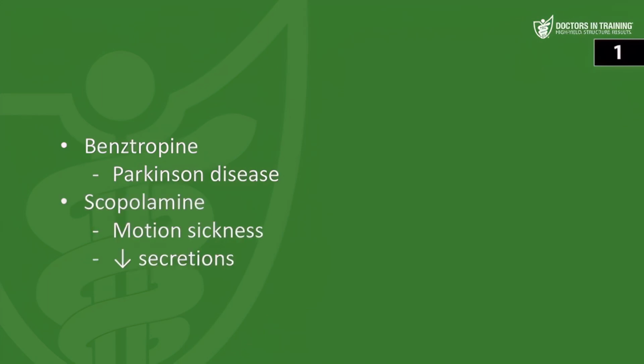Scopolamine, so this is a patch you put behind the ear, often used for motion sickness. It can also be used for end-of-life care to reduce secretions. So a terminally ill patient who is constantly choking on their own oral secretions, you can use this.